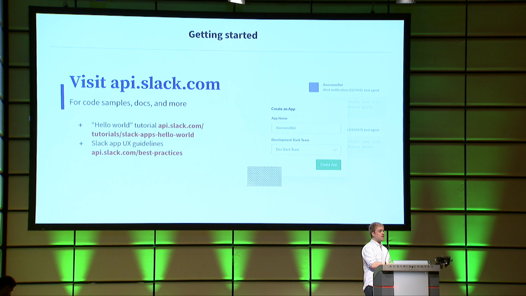If you're technically minded yourself and you want to just start coding and getting going, you can visit api.slack.com. We have a bunch of code samples there, method documentation, much more. There's a Hello World style tutorial there. There's Slack UX guidelines, which our designers have worked on, and the principles that we follow when we're building integrations inside of Slack.